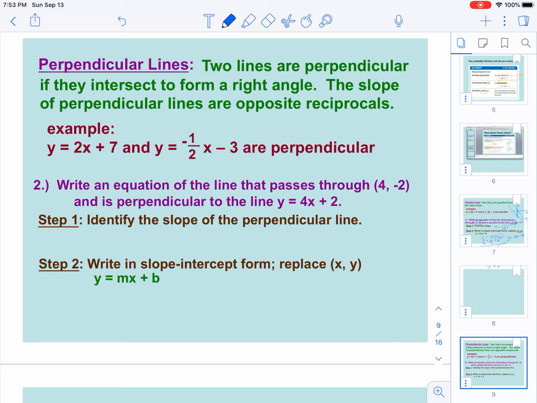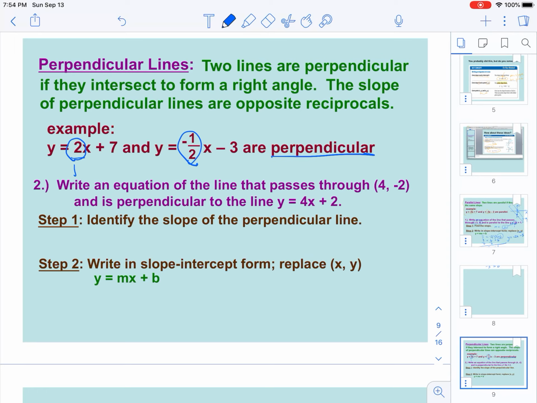The other thing that we talked about was that two lines are perpendicular if they form a right angle when they intersect, and the slopes are negative reciprocals of each other, or opposite reciprocals. So you'll notice in this example right here that this line has a slope of 2, this one has a slope of -1/2. They are negative reciprocals of each other, so we know that they're perpendicular.